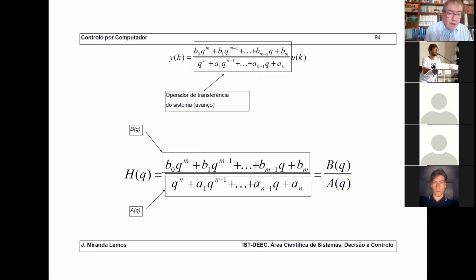Okay, now I can write the so-called impulse operator of the system in this way. And I can even define polynomials B of q and A of q, and q is an operator, but if I want to get the transfer function, just replace q by z, that's correct.